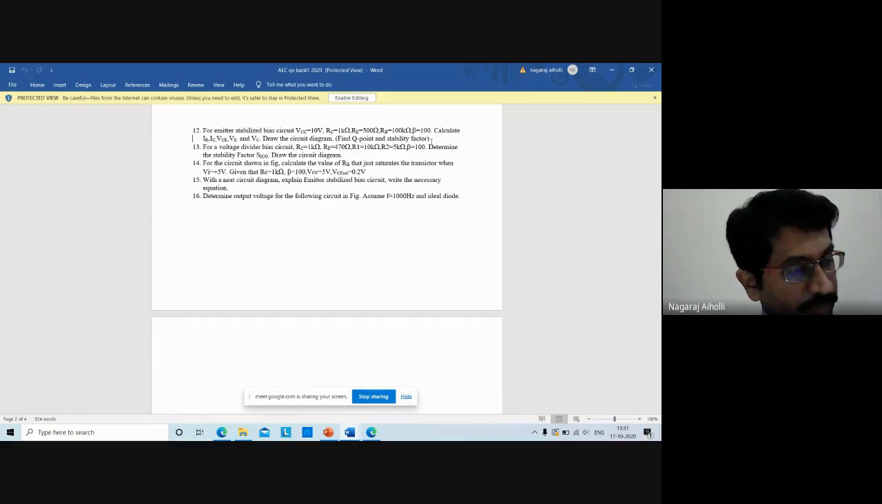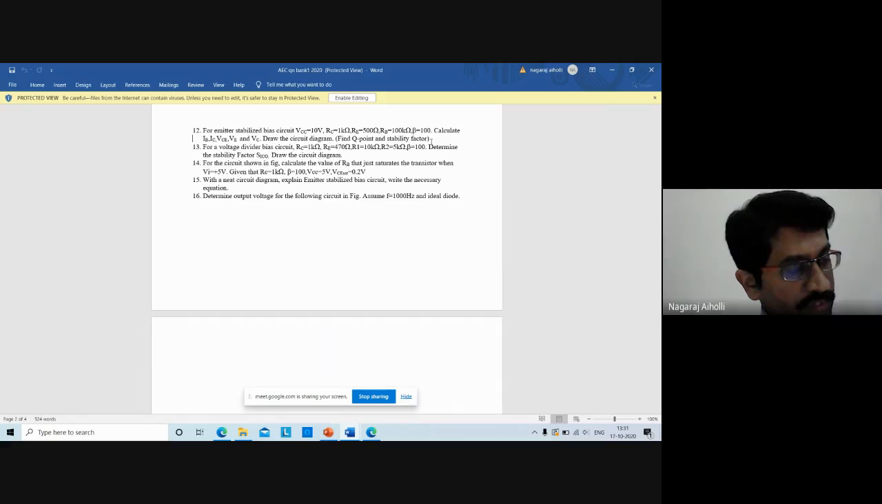Once you find IB, then you can find IC. IC is equal to beta into IB. Then VCE is given by VCC minus IC multiplied by (RC plus RE). Once you find VCE, then you can find VE, because VE is equal to IE into RE, that is (IB plus IC) into RE.